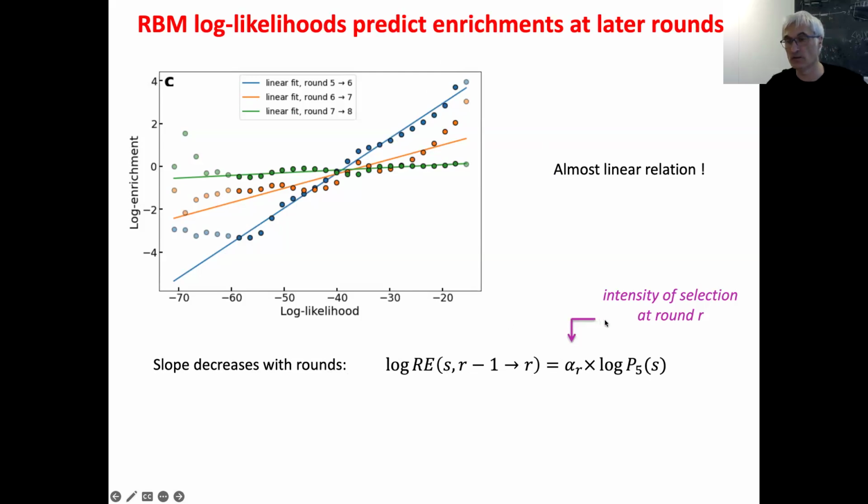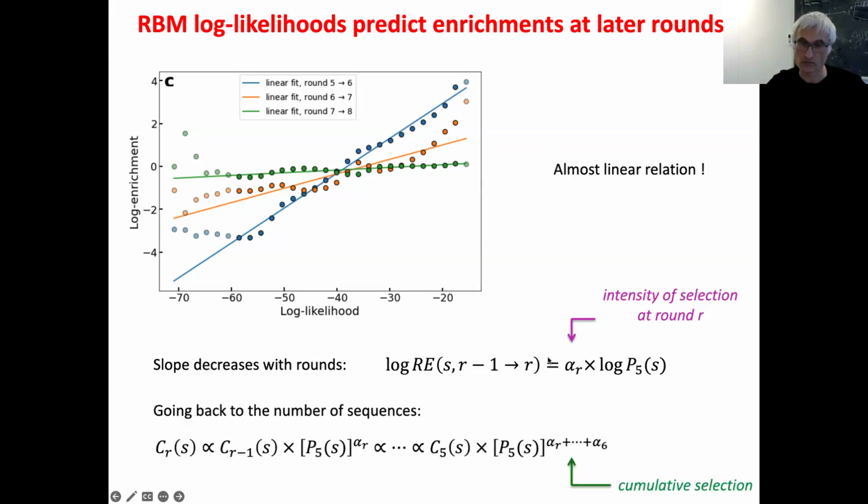That is not very surprising because people don't always repeat exactly the same experiment. They change the intensity of washing. So it means that the intensity of selection can change from round to round. If we take just the exponential of that, you see the number of counts at round R for a sequence. If you iterate it from round to round, you get, up to some factor which depends on your initial condition, what is predicted by your model to the power of an expression of a cumulative selection strength at the different rounds.